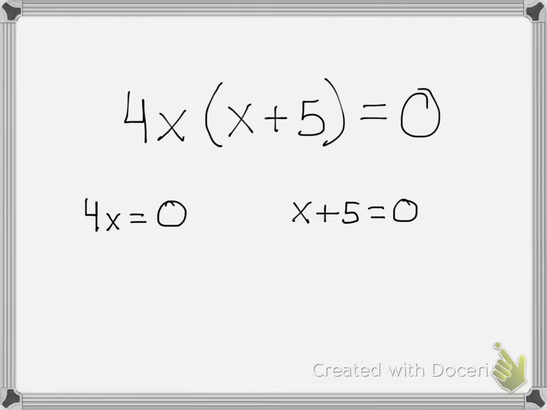Now, if you see in this example, I don't have two sets of parentheses, but I still have two factors. My two factors are 4x and x plus 5. So that's why I said each one of those equals 0. All right, let's solve the first one.